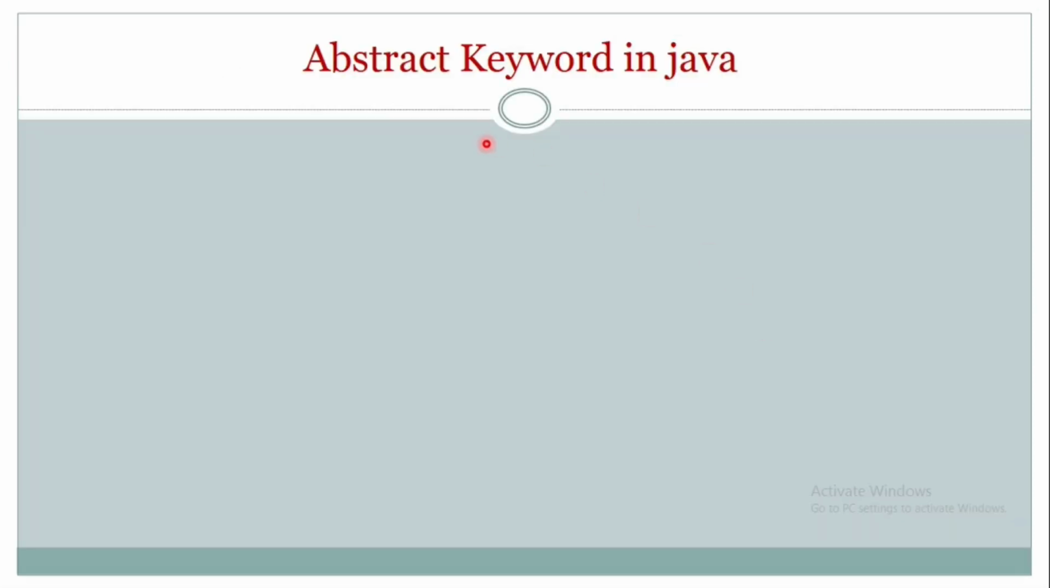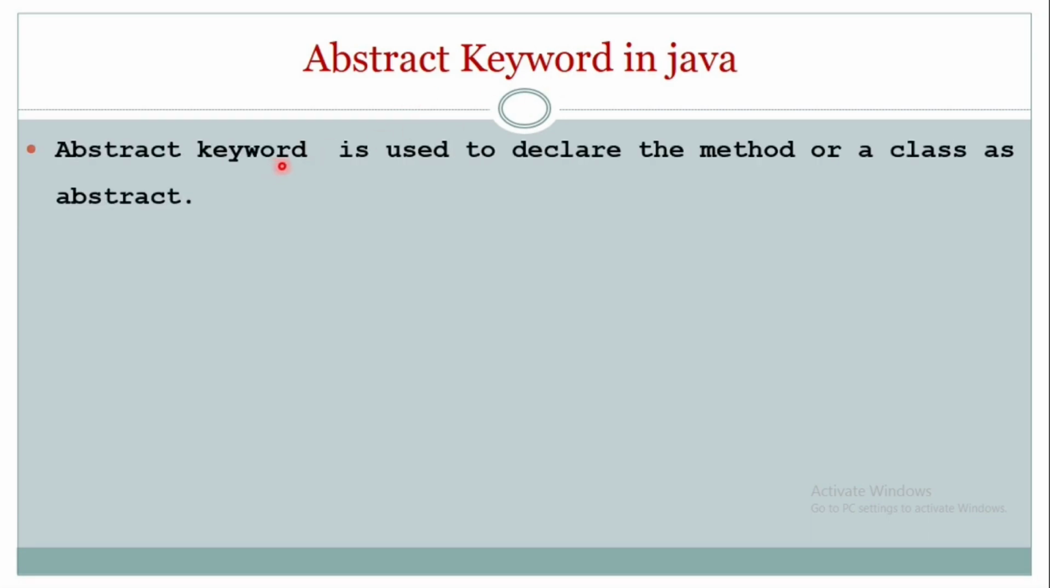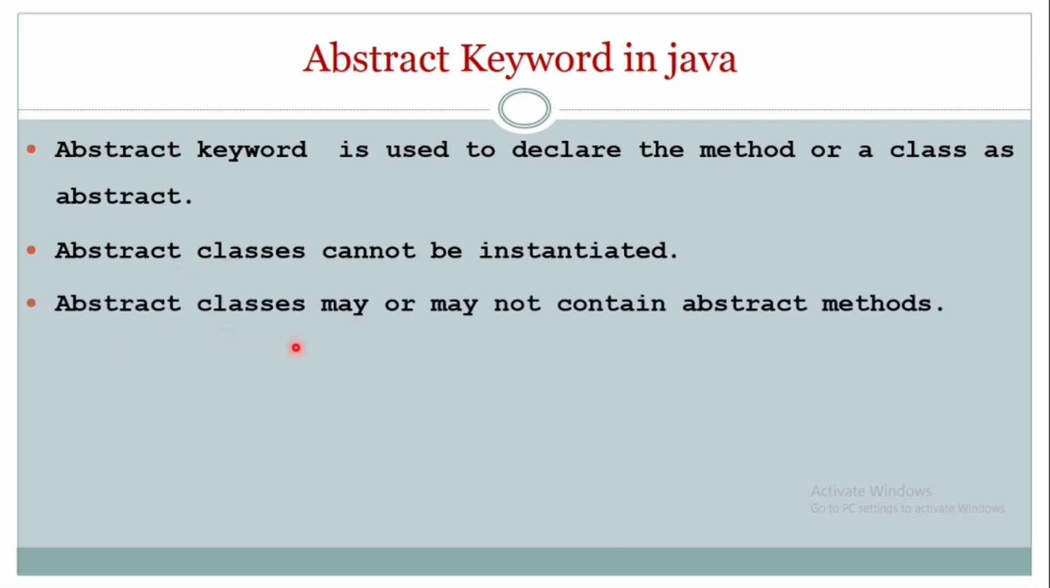Now let us understand about the abstract keyword in Java. The abstract keyword is used to declare a method or a class as abstract. So in Java, I can create an abstract method and an abstract class using the keyword abstract. Abstract classes cannot be instantiated, which means I cannot create an object of an abstract class. Abstract classes may or may not contain abstract methods.